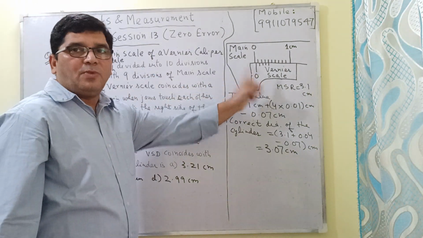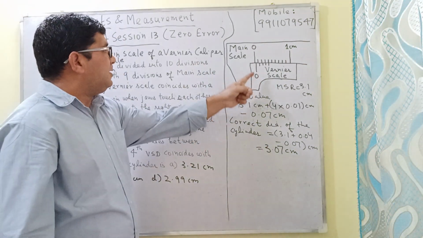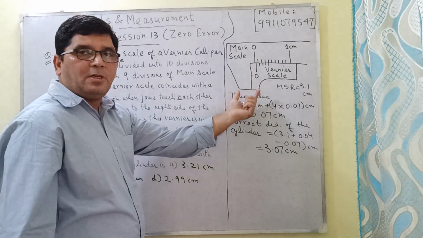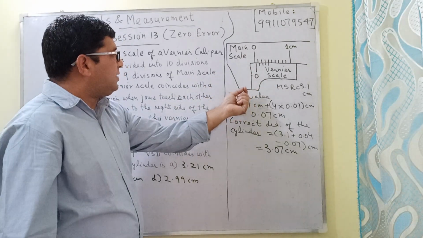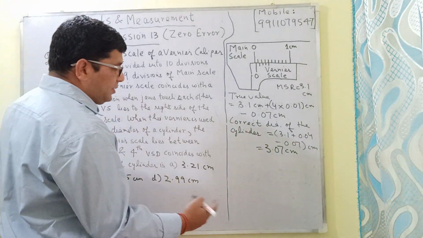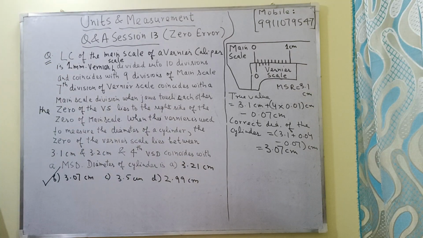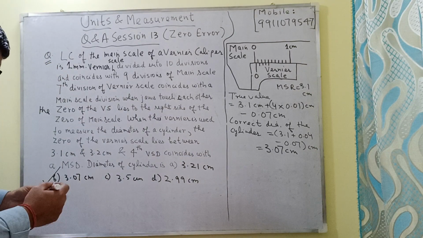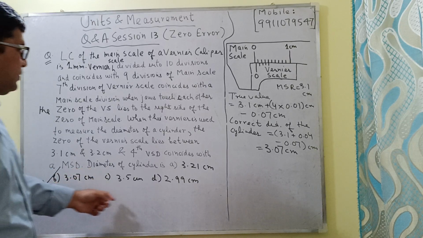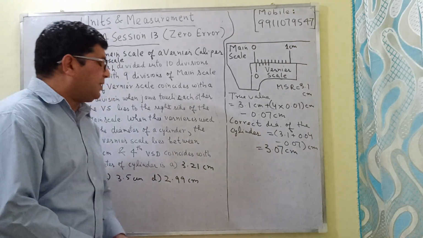So in this way we can find the true value of any physical dimension when there is a zero error in the vernier caliper. If there is no zero error, that is if the zero of the main scale is coinciding with the zero of the vernier scale when the jaws are brought in contact with each other, then the zero correction is not there, because in that case there is no zero error. So this is how this question needs to be solved, and the correct option is B, that is the correct diameter of the cylinder is equal to 3.07 centimeter.